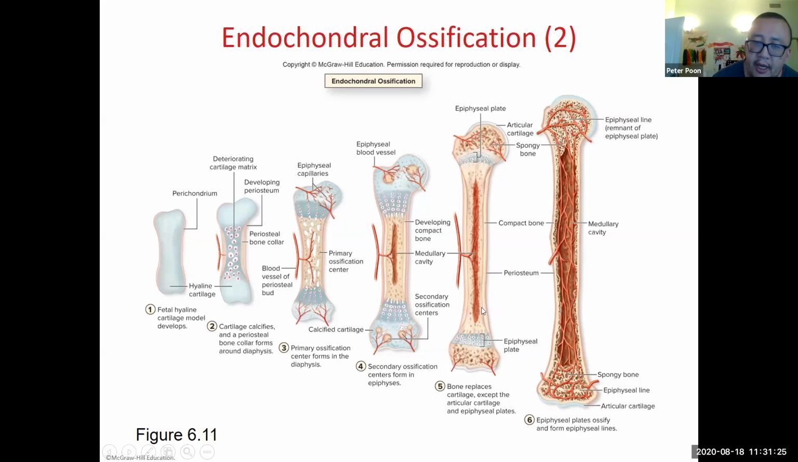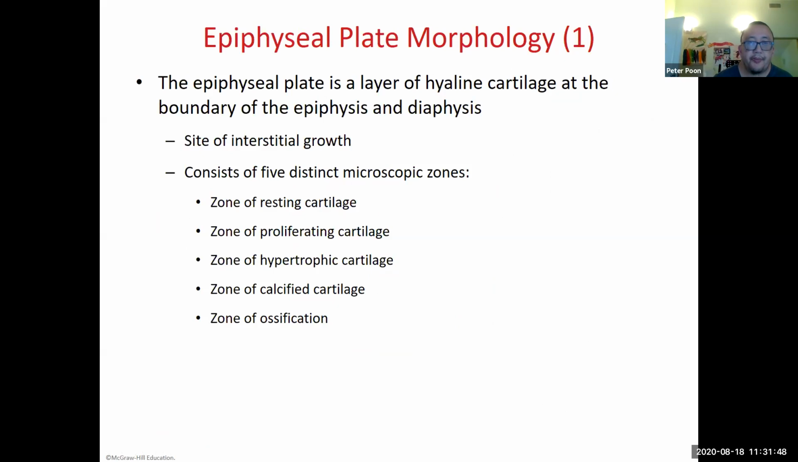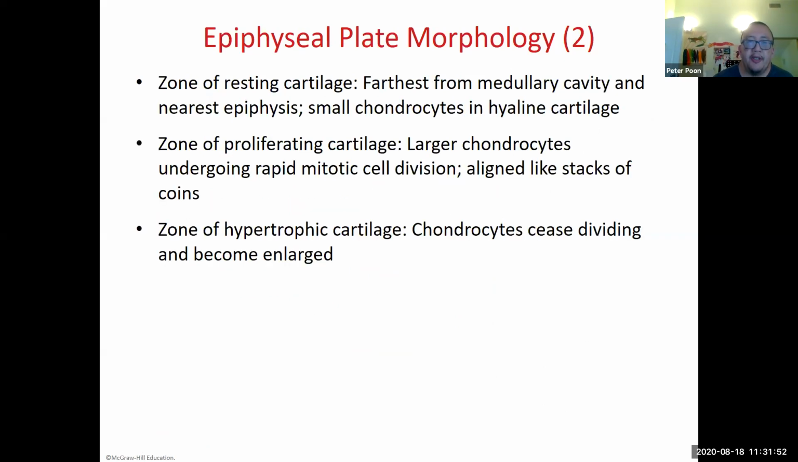This picture, number 5, is what your bones look like when you're born. This picture, number 6, is when you're an adult. The most important difference between 5 and 6 is this ridge right there called the epiphyseal plate. This plate is the site of interstitial growth.